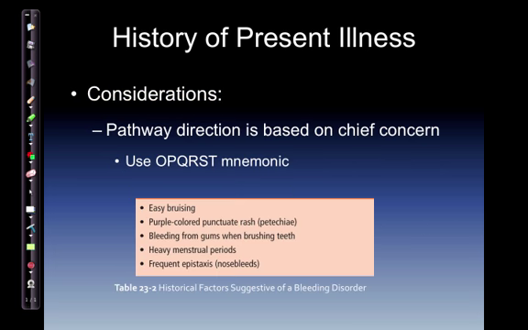History of present illness. Considerations. Pathway direction is based off of chief concern, and then whenever you're using a history or trying to obtain a history from these patients, use the OPQRST mnemonic. It's the easiest way to get the elicited information that you need. This is table 23.2 in your book, historical factors suggestive of a bleeding disorder. Things like easily bruising, purple-colored rash or petechiae, bleeding from the gums from brushing the teeth, heavy menstrual periods, frequent epistaxis or nosebleeds.